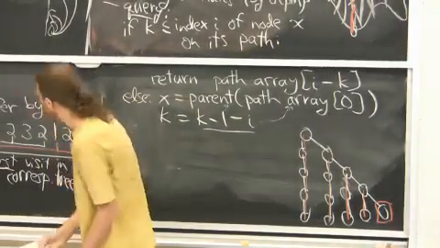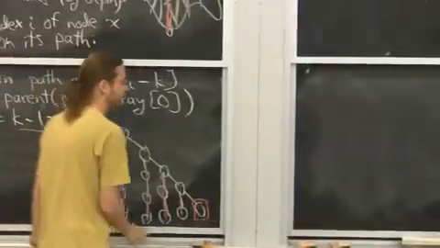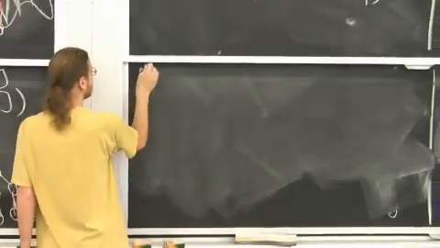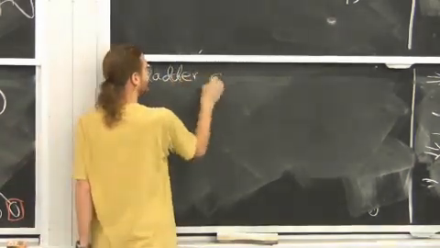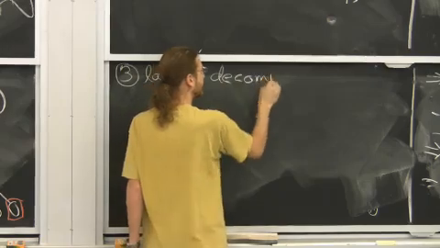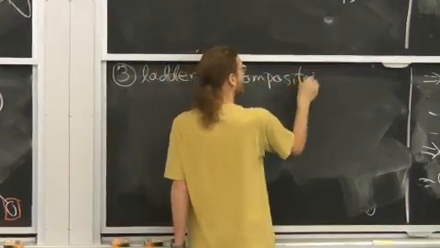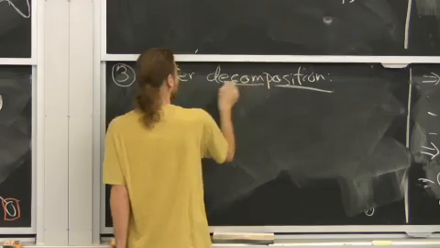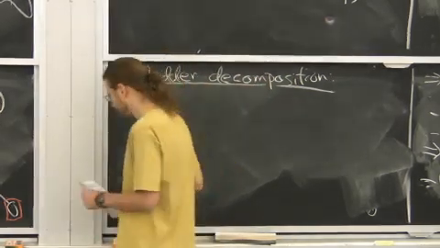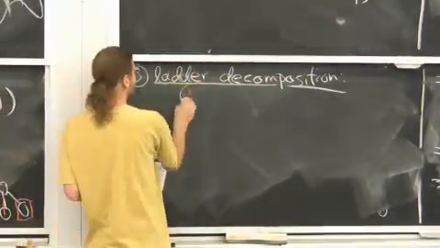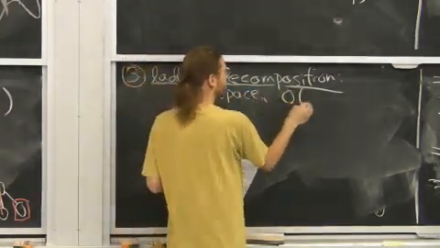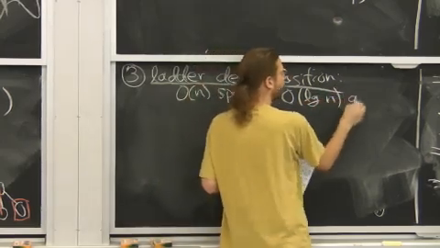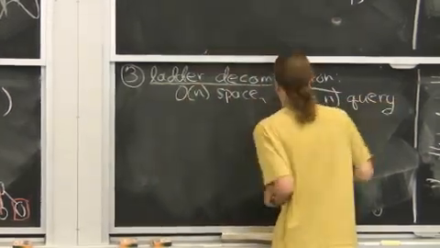Makings of step 3, which is called ladder decomposition. Ladder decomposition is something I haven't really seen anywhere else. I think it comes from the parallel algorithms world in general. And now we're going to achieve linear space, log n query. Now this is an improvement.